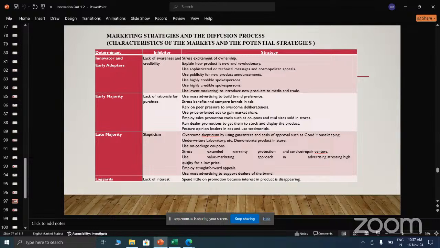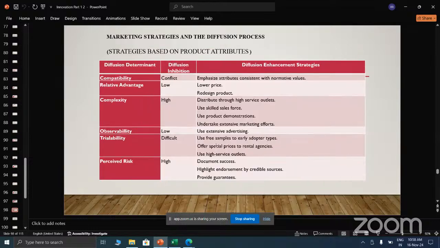Early majority who look into lack of rational purposes. Late majority, those are skepticisms. Laggards, who include lack of interest. Okay, and the strategies you can just go through. I'll share this PPT post the session.